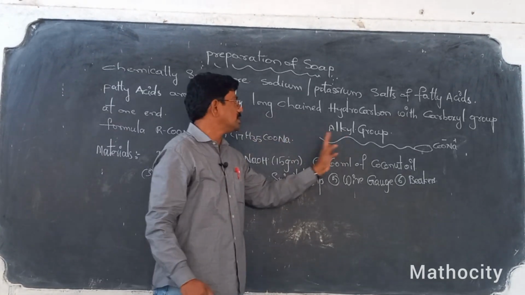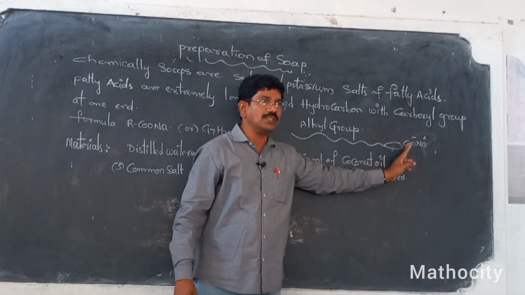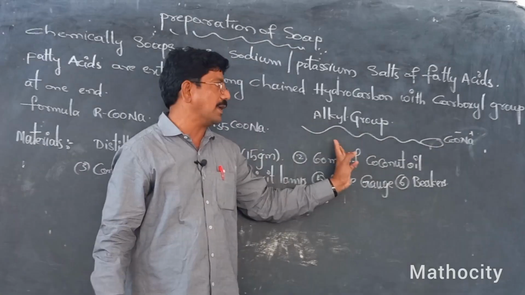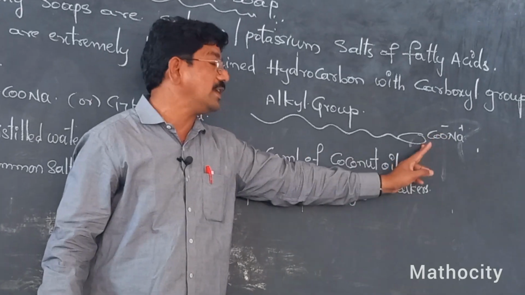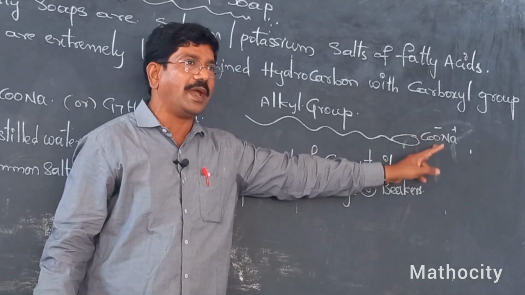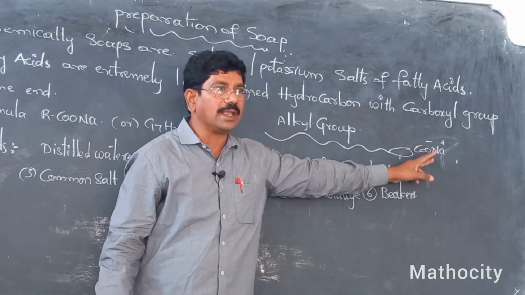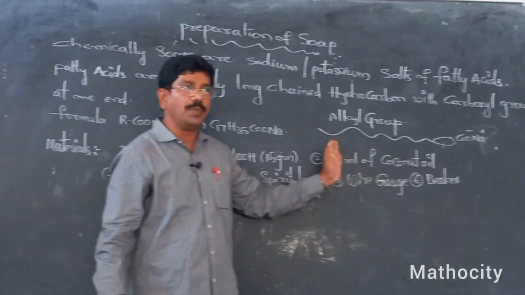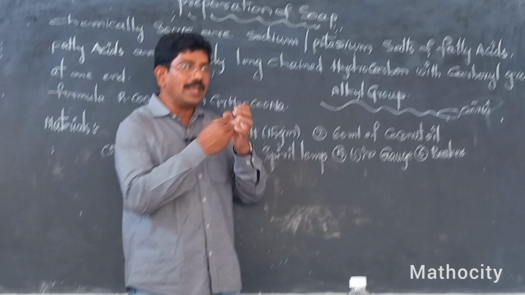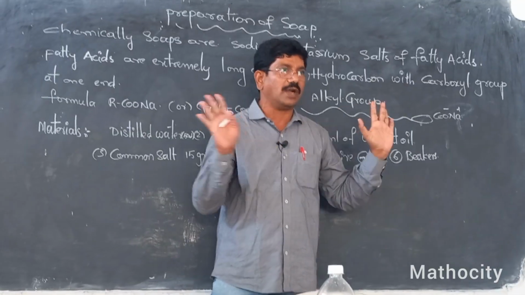Symbolically, instead of writing C17H35, which is a difficult structure, we use this symbol to represent the soap molecule. It has two parts, the head part and the tail part. The head part is COO minus Na plus, which we call the polar end because two poles are there. This is hydrophilic and the alkyl tail part is hydrophobic, meaning it likes to mingle with dirt and oil, but the head is very much interested towards water.